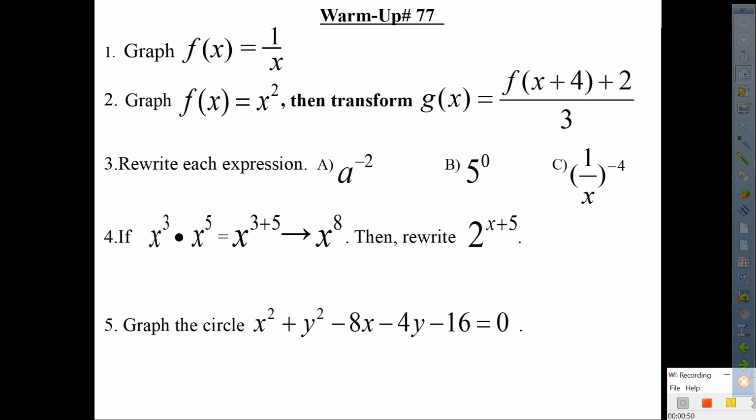And part number 4 says, if x to the third times x to the fifth is x to the 3 plus 5, which is x to the 8th, then rewrite 2 to the x plus 5 as the exponent. See if you can rewrite that. And number 5 says graph the circle x squared plus y squared minus 8x minus 4y minus 16 equals 0. I'll give you guys some time for that. Copy and go.